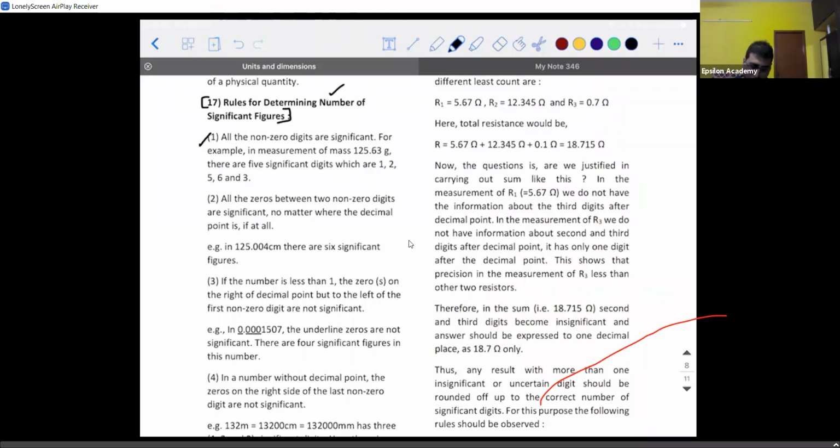Next. If zeros come, the question is about the position of those zeros. All the zeros between 2 non-zero digits are significant, no matter where the decimal point is. For example, if there is a length measurement like 125.004 centimeter, how many significant figures are there? You have 6 significant figures, because I can write it like this: 125.004 into 10 power minus 3 centimeter also. It's up to me.